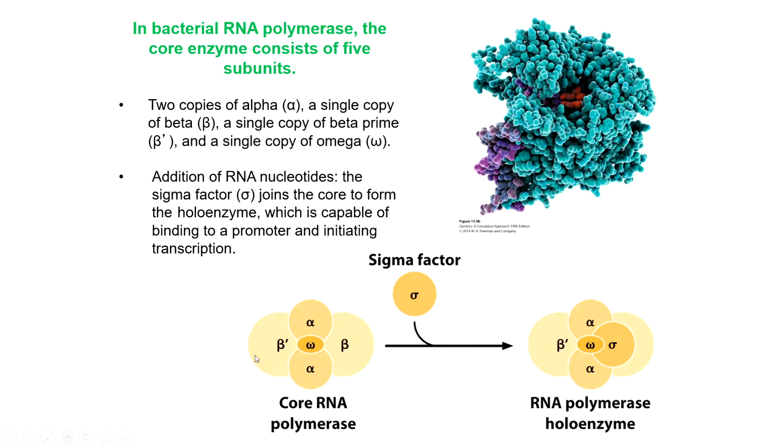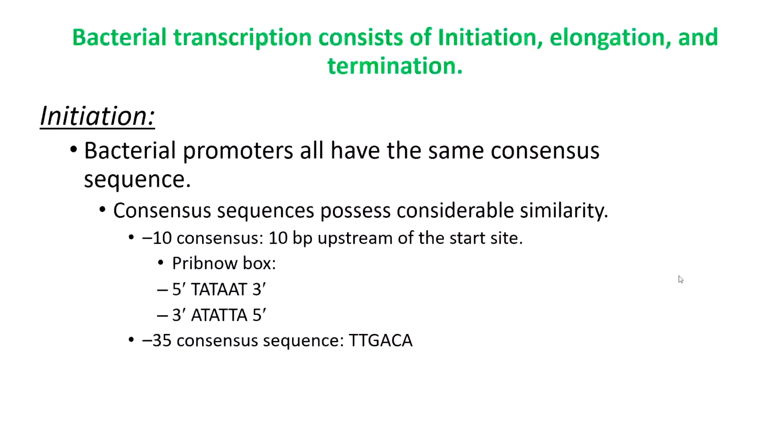That is the core RNA polymerase enzyme. It actually can't work unless it has its additional protein called a sigma factor. Once the sigma factor joins to the core RNA polymerase, it forms what's called the holoenzyme, which is an active enzyme capable of binding to a promoter and beginning transcription.